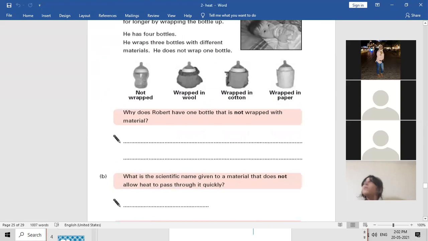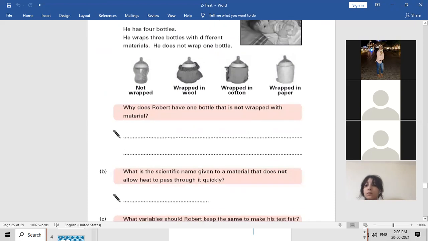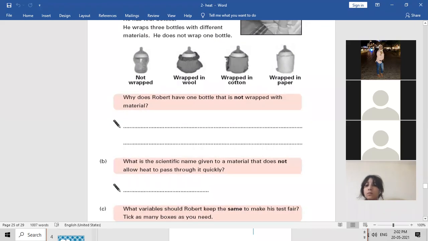So here, the first one, he did not wrap the first bottle. The second one, he wrapped it with wool. The third one, he wrapped it in cotton. And the fourth one, he wrapped it in paper. Why does Robert have 1 bottle that is not wrapped with material? Why do you think he left one without wrapping it?